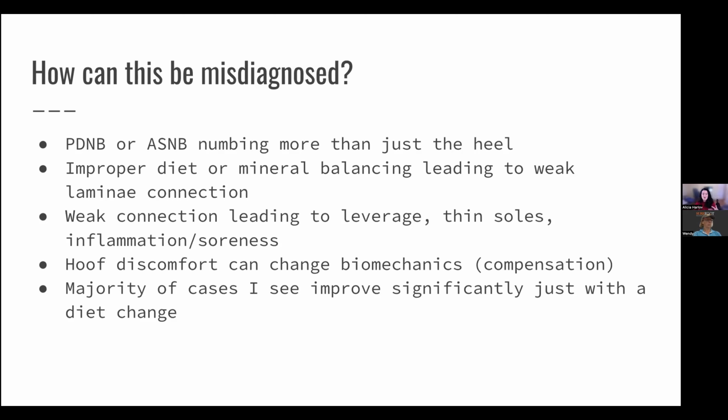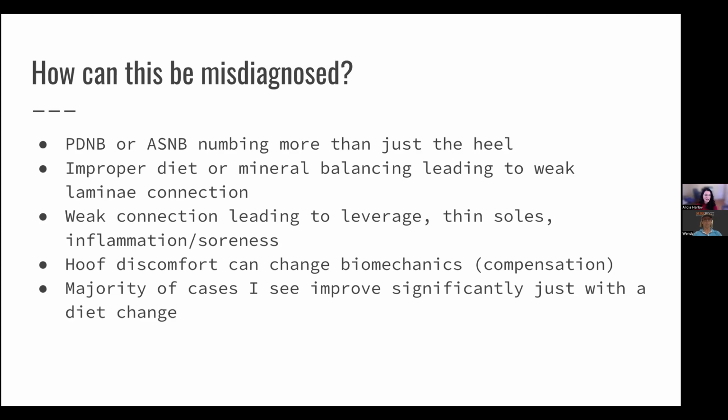And if that horse is sore, then they're going to change the way they move. If my foot hurts, I'm going to change how I move biomechanically to compensate for that pain. So if a horse is moving differently due to pain, then that can lead to a repetitive strain type injury in their hoof or up their leg. So again, like I said, the majority of cases that I see improve significantly just simply with a diet change.